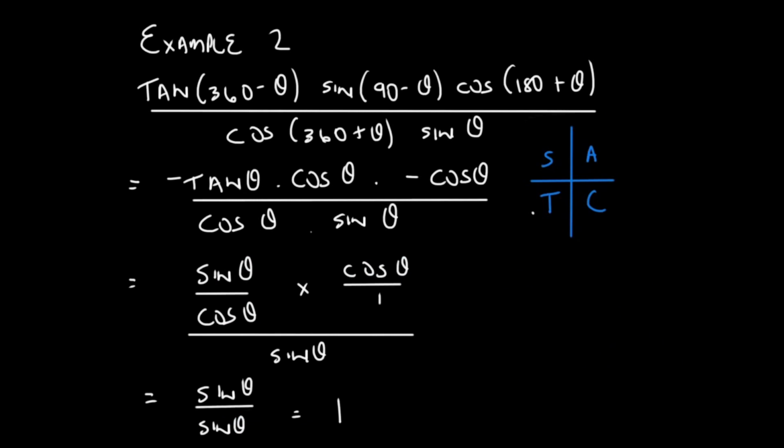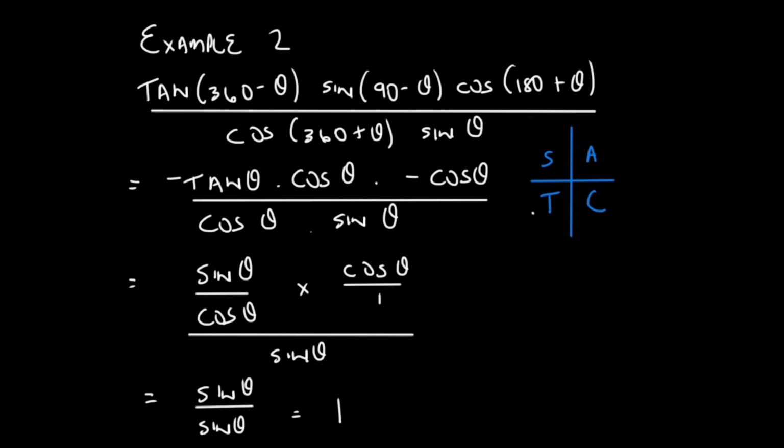Now let's look at our second example. We have tan of 360 minus theta times sine of 90 minus theta times the cos of 180 plus theta. And that is over the cos of 360 plus theta times the sine of theta. Now, don't forget to draw your cos diagram on every page, especially with reduction formula.